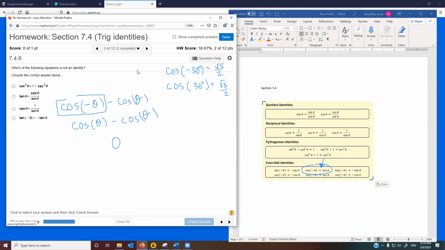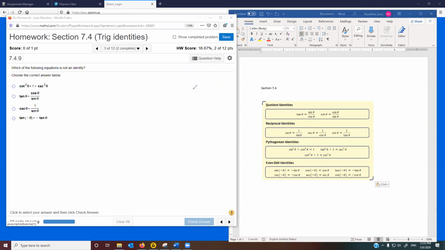It says, which of the following is not an identity? So they're asking us to look at this list and try to identify which one of these is not true or not an identity. Let me go to the first answer. It says cotangent squared of theta plus 1 equals cosecant squared of theta. Is that true? Well, if I come over here to my listing, notice that is a valid Pythagorean identity. Here it is. So that one is valid.